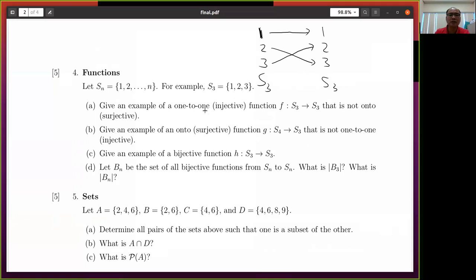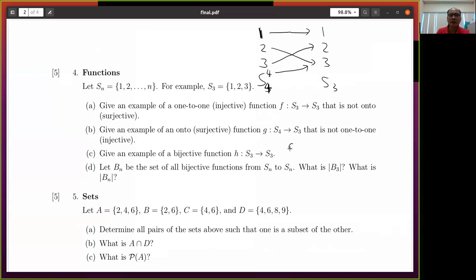The answer is no. It's actually impossible because the two sets have exactly the same size. When you try to make it, the only way you can make it not onto is by having more than one arrow going to the same place. So this is actually impossible. The next question says, give an example that goes from S4 to S3. Well, that's possible. For example, I can just add one more arrow from 4 to 3, and now this is not 1 to 1, but it is definitely onto. Okay, so that's the answer for B.